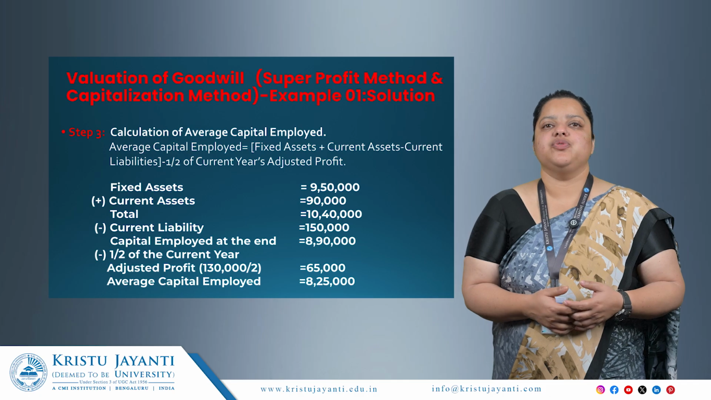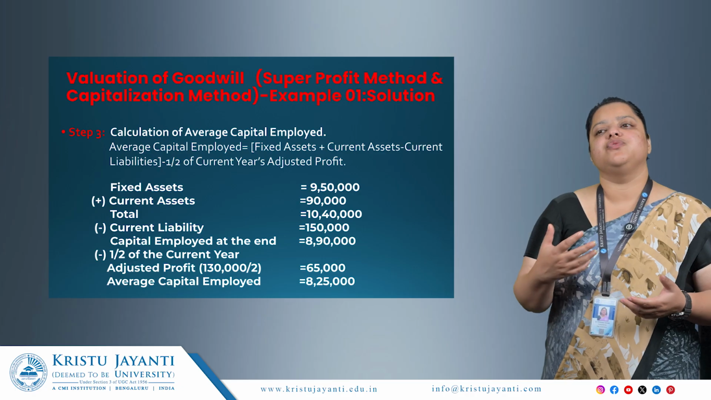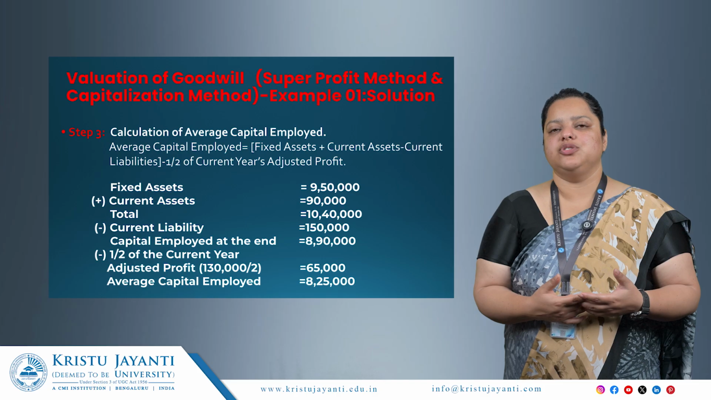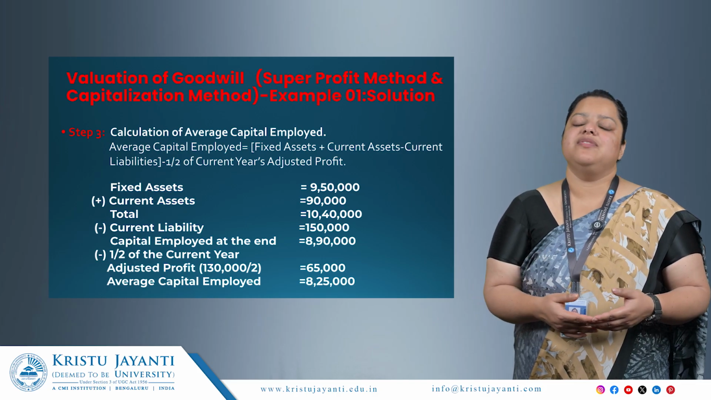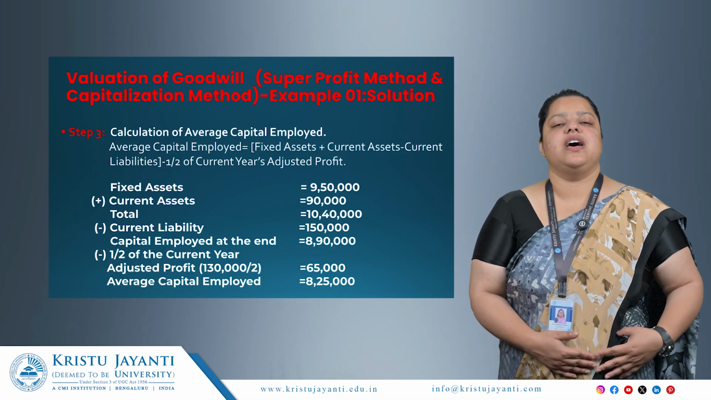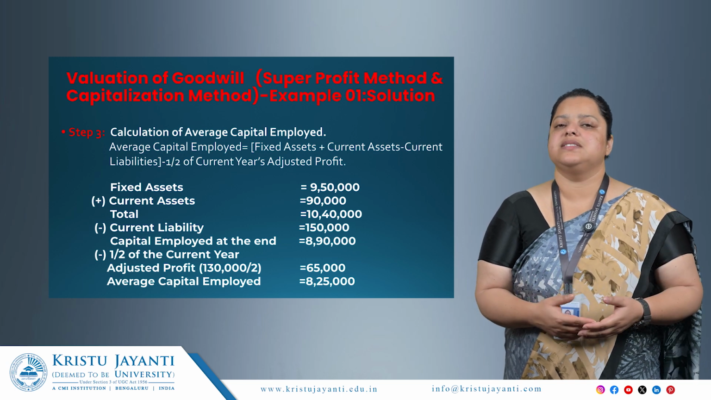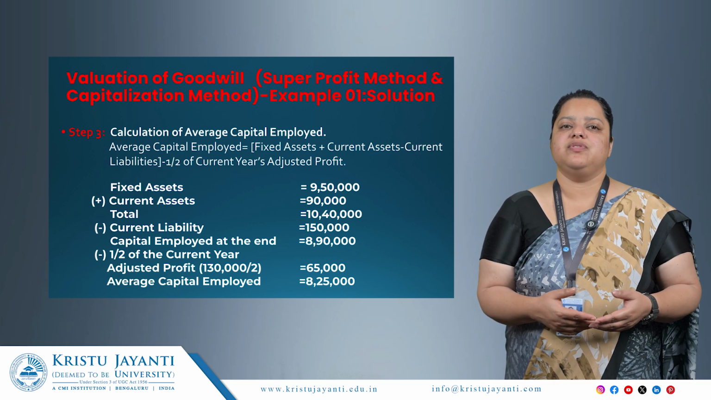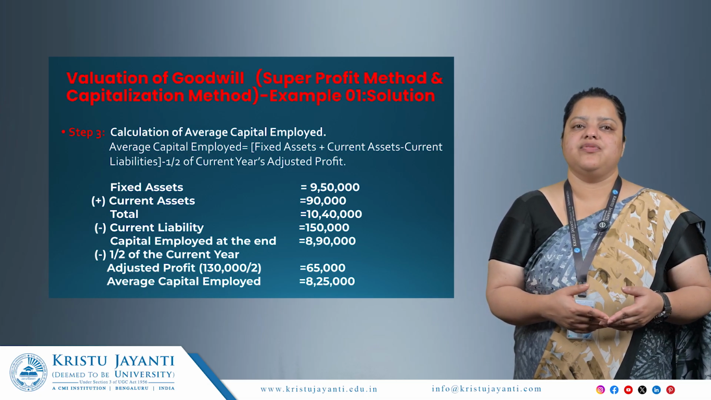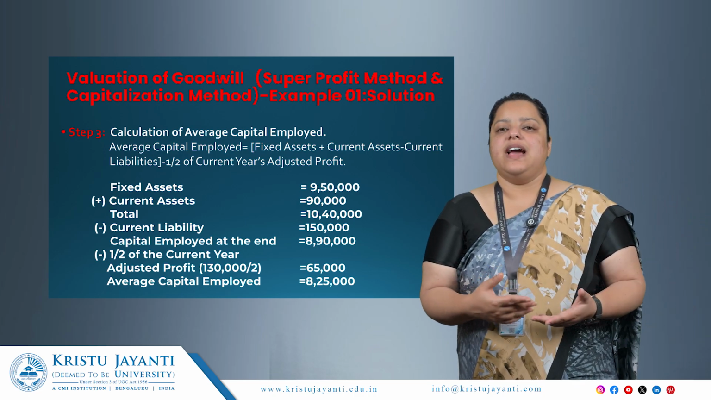Next, step 3, we need to calculate the average capital employed. When we calculate the average capital employed, first we need to start with the fixed asset. For fixed asset, if the market value is given in the question, we should go with the market value. If market value is not given, then directly we can consider the balance sheet value. Here the fixed asset value as per the question is 9,50,000. With that we add current asset, that is 90,000, and the total asset we received is 10,40,000. From there we deduct current liability, that is 1,50,000. So we got total capital employed at the end as 8,90,000.